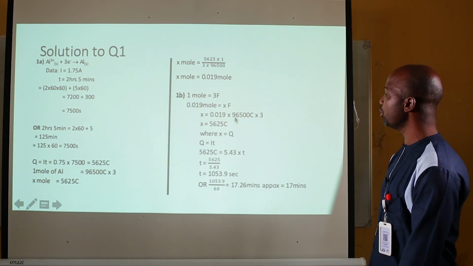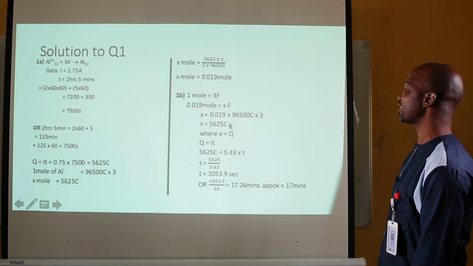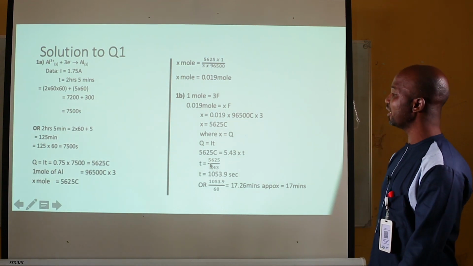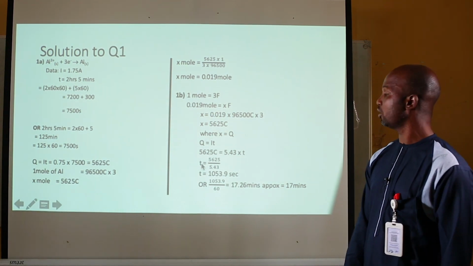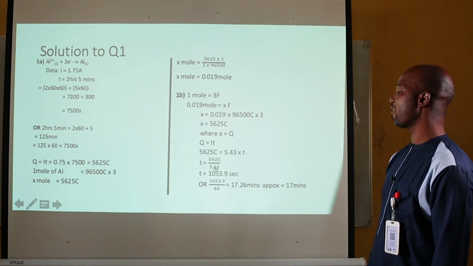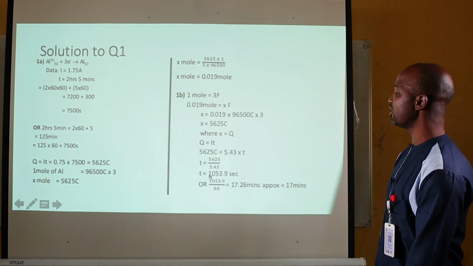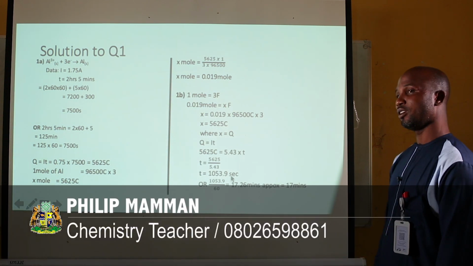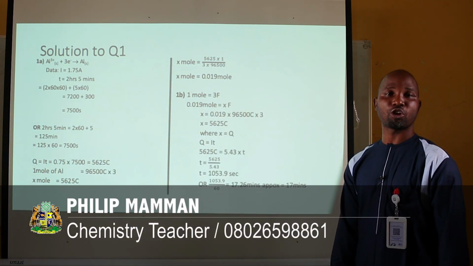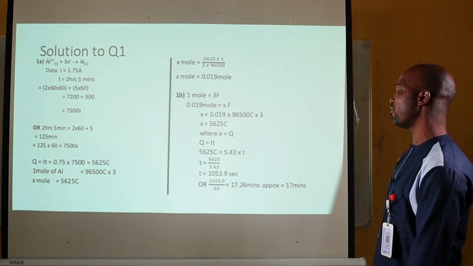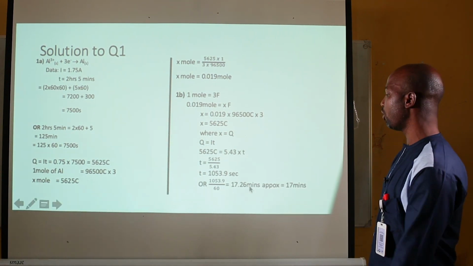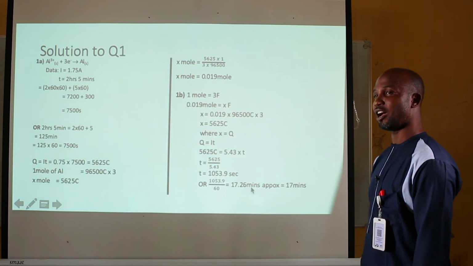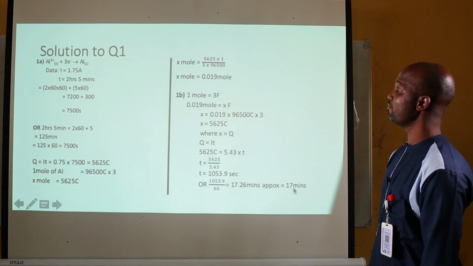Remember that I said Q is equal to IT. And we are looking for time in minutes. So you must make T the subject of the formula. Having made T the subject of the formula, you substitute 5625 over 5.43, and you get the final answer of 1053.9 seconds. If you are asked with specific instruction to make it in minutes, you have to convert to minutes by dividing by the factor of 60. And you have it to be 17.26 minutes, approximately 17 minutes.